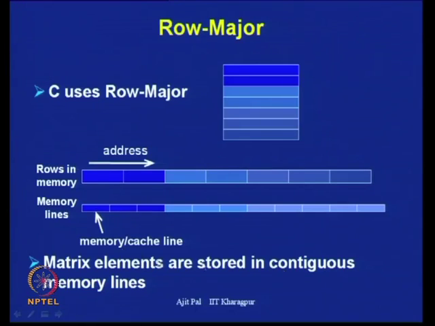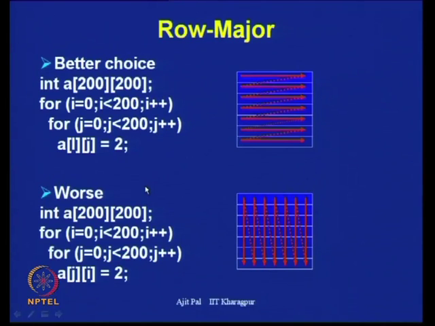And actually, C uses row major. That means you are storing in terms of rows. First you store this row, then this row, then this row and this row. As you can see, in memory, as you increase the address, different row elements are there, and these are the different memory lines of the cache memory. Matrix elements are stored in contiguous memory lines in a row major way, and as a consequence, whenever you access them in terms of row elements with the help of this program, you get a good result.